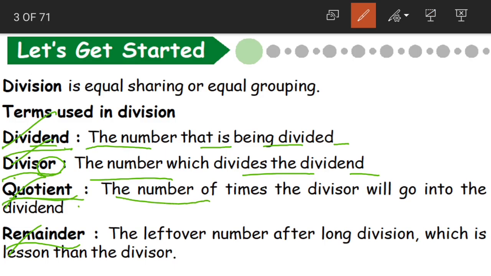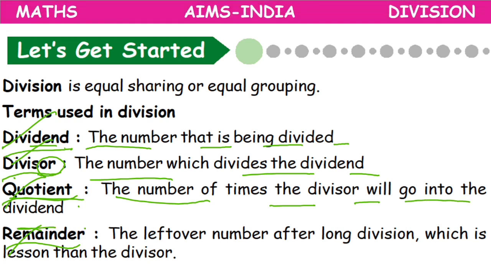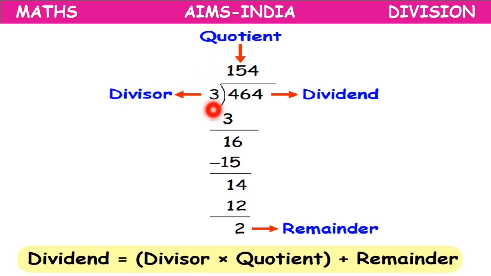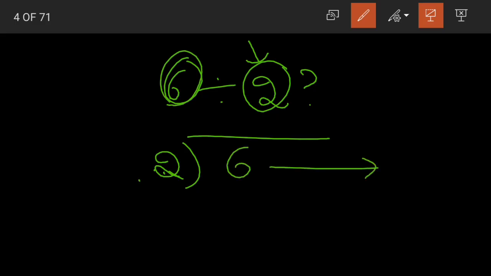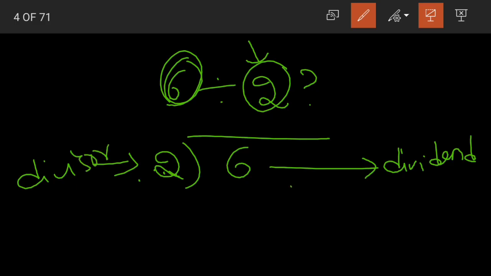Coming to quotient, it is the number of times the divisor will go into the dividend. Let us say that I have 6 divided by 2. 6 is divided by what? 2. So who is dividing? 2. So 2 becomes our divisor. 2 is written to the left side and 6 is the dividend. It is being divided. 2 is the divisor. It is doing the work of dividing another number.